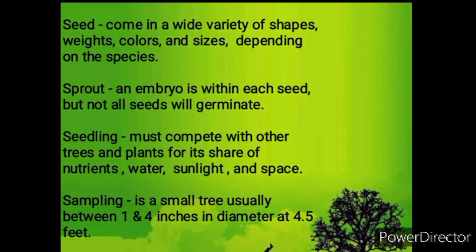Sprout. An embryo is within each seed, but not all seeds will germinate. Favorable environmental conditions enable the embryo to grow, expand, and break through the seed coat, using the stored food supply of the seed for the necessary energy to grow. The root grows downward into the soil to anchor the sprout and search for water and nutrients, while the sprout emerges from the ground seeking sunlight. Ideally, the sprout will find light, and then the leaves, needles, or scales will develop further to allow the tree to make its own food through photosynthesis.